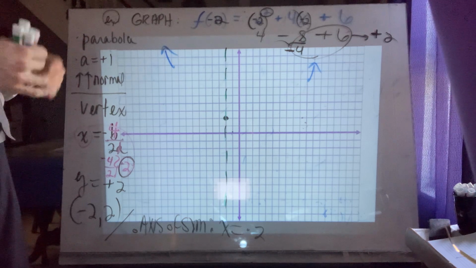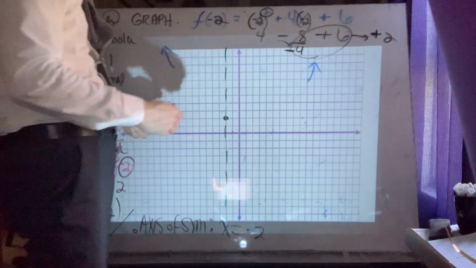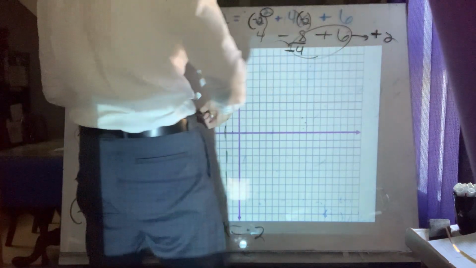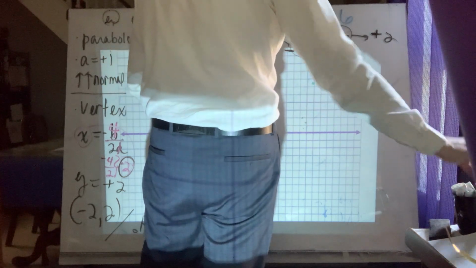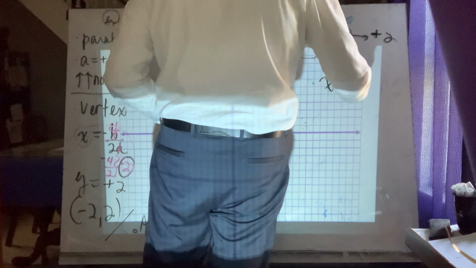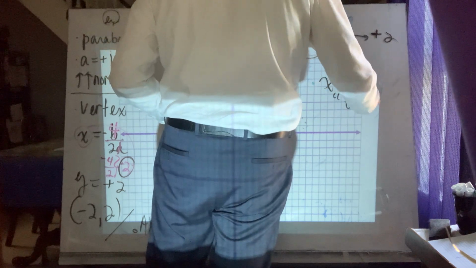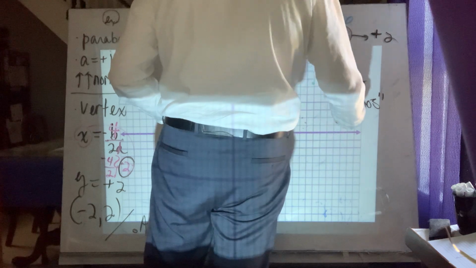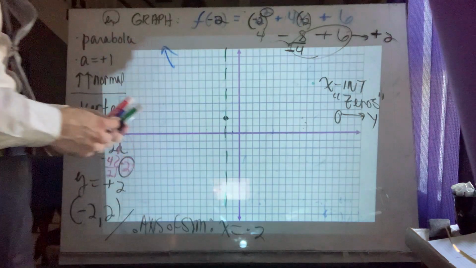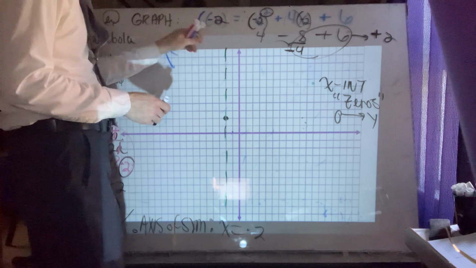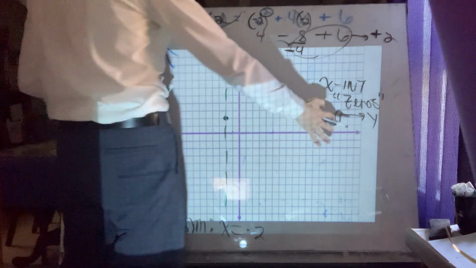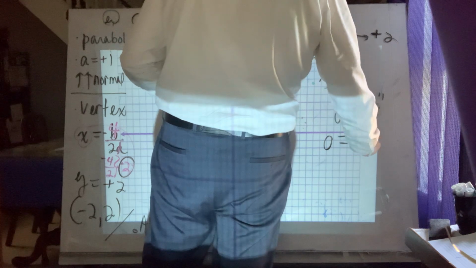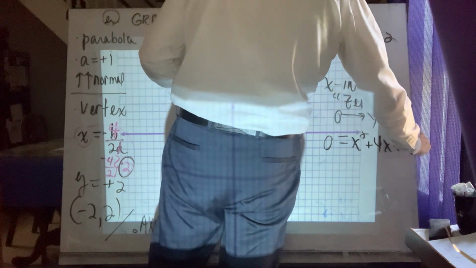To get the x-intercepts, the zeros, again, ordinarily, and I'll use green, you would put 0 in place of y and then solve for x. If f(x) is a stand-in for y, and you put 0 in place of y, then you have this: 0 is equal to x squared plus 4x plus 6.